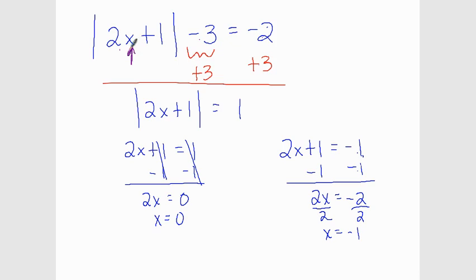Okay, x equals negative 1. Again, we plug it in here. 2 times negative 1 is negative 2. Negative 2 plus 1 is negative 1. Then we take the absolute value of negative 1. Negative 1 has an absolute value of 1. Minus 3, again, gives me negative 2.